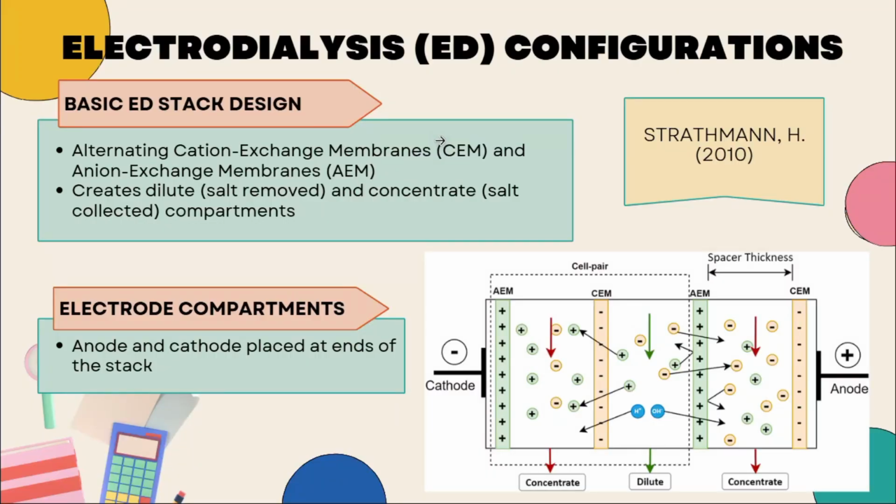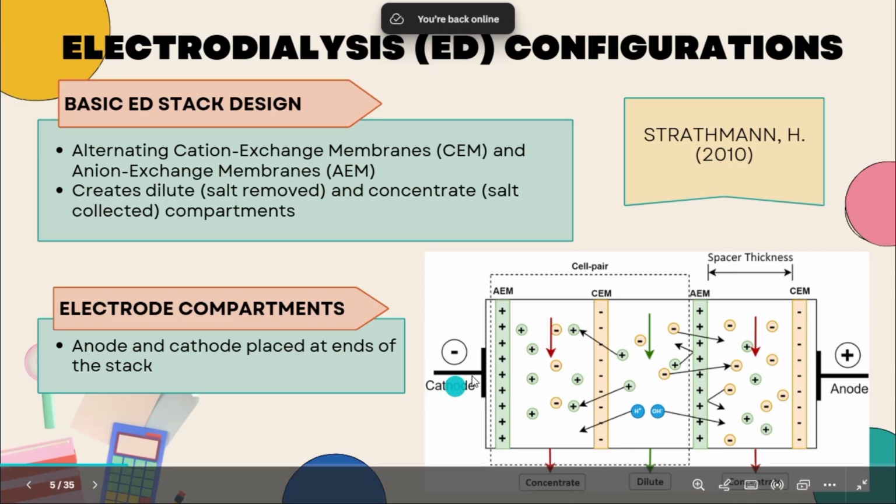Next slide, we're going to see the electrodialysis configuration. First, for electrodialysis, the main structure is the ED stack, which is made of alternating cation exchange membranes (CEM) and anion exchange membranes (AEM). This arrangement forms the dilute and concentrate channels, allowing salts to be removed from one stream and collected in the other. Next, we have electrode compartments.